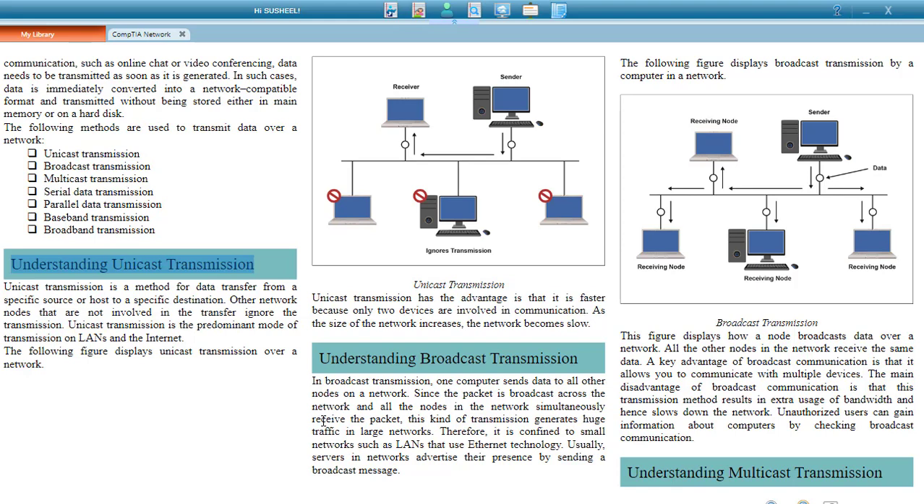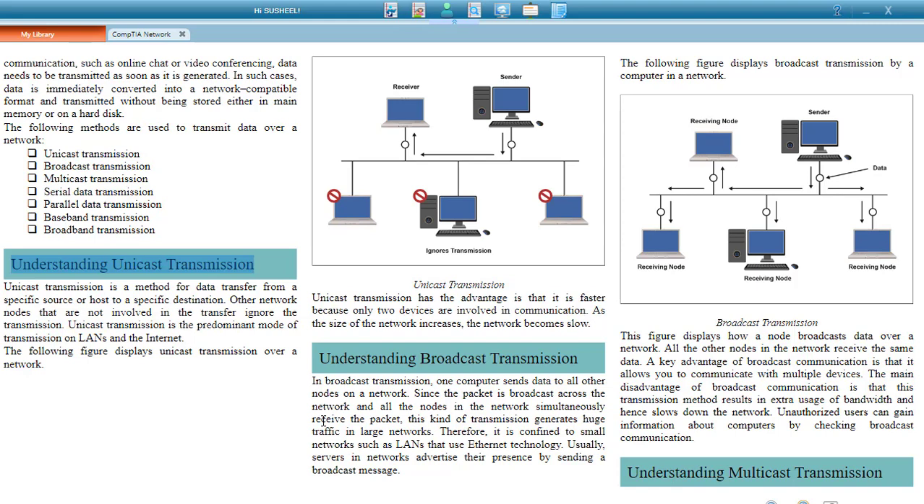Unicast transmission has the advantage that it is faster because only two devices are involved in communication. As the size of the network increases, the network becomes slow.